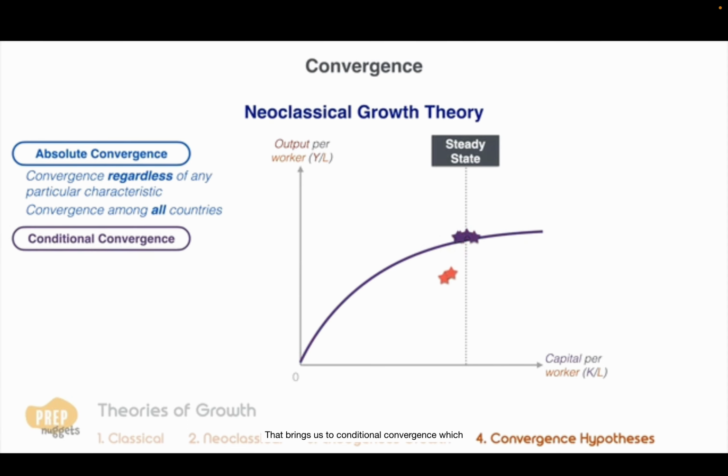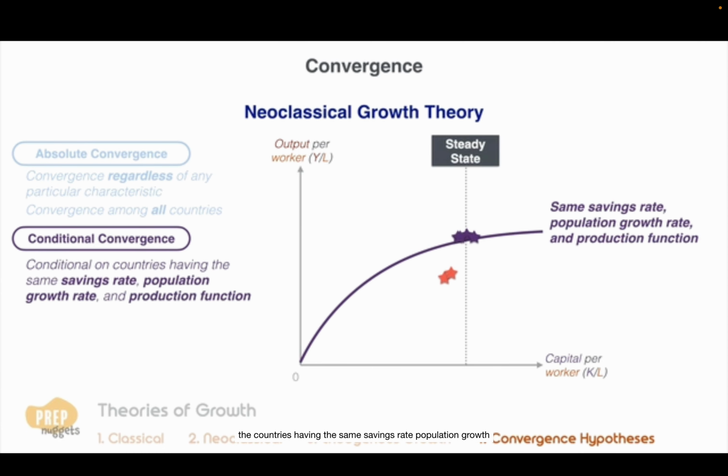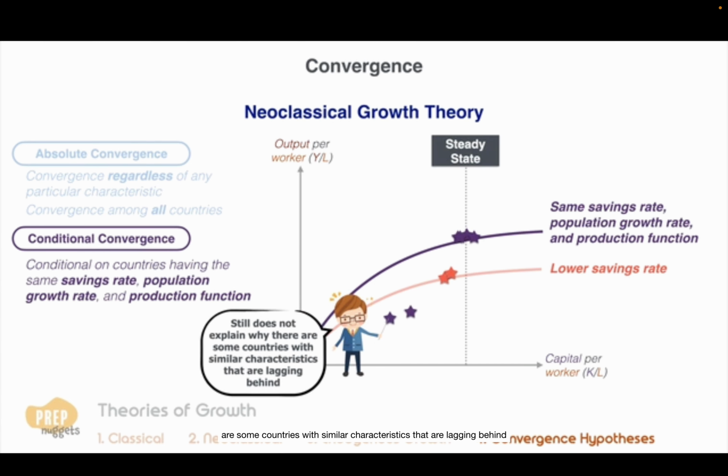That brings us to conditional convergence, which hypothesizes that convergence is conditional on the countries having the same savings rate, population growth rate, and production function. So, for example, if there are countries with lower savings rate, their per capita output and sustainable growth rates may not be able to converge with the developed nations. However, this still does not explain why there are some countries with similar characteristics that are lagging behind in growth and do not seem to be on the path of convergence to developed nations.